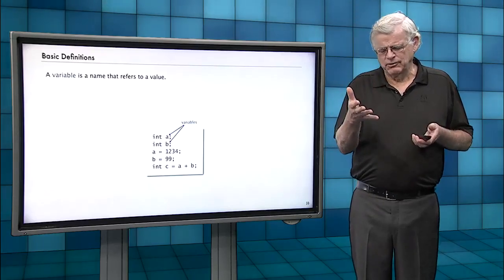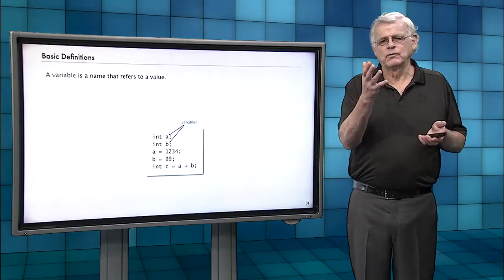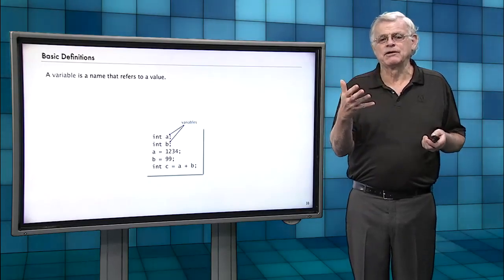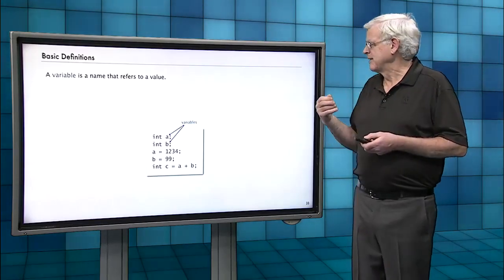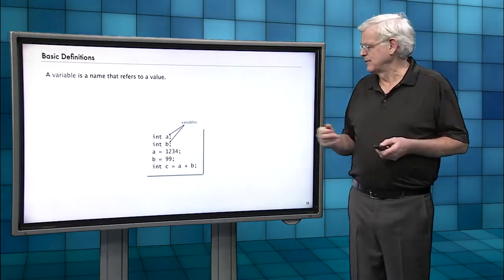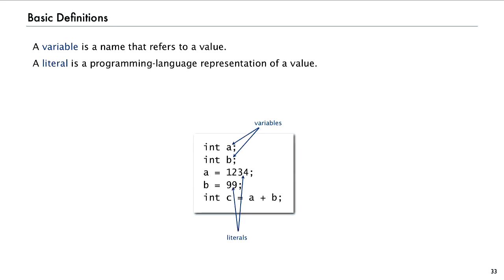Now, in terms of manipulating data, we have some basic definitions that appear in all our programs. So the first thing is called a variable. That's a name that refers to a value. So in this case, a and b are variables. This is a short program that adds two numbers. Then there's a thing called a literal. That's a programming language representation of a value. So for an integer, a literal is a string of digits, 0 to 9.